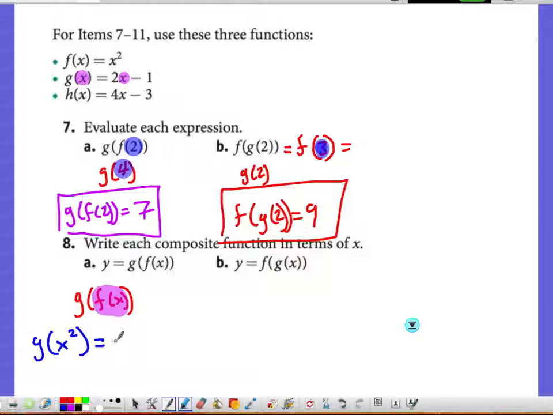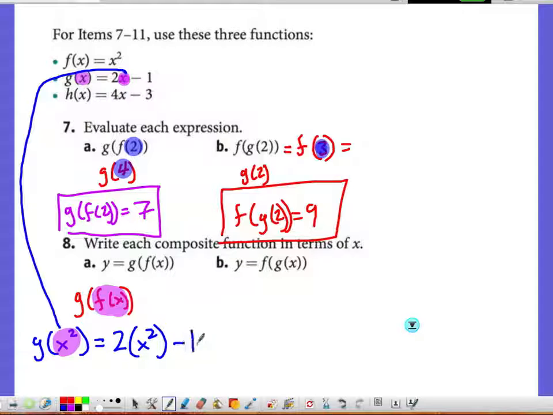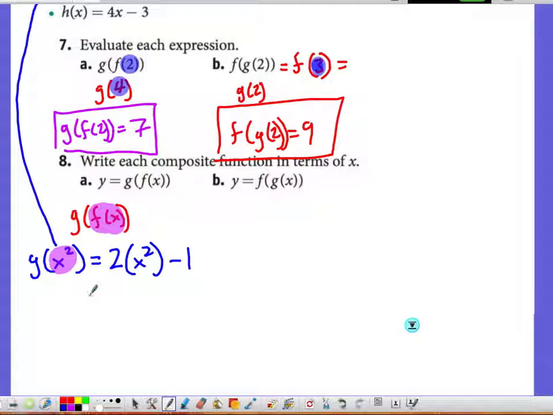What is g of f of x? You're taking x squared and you're plugging it in for the function g of x, specifically in for the variable x. And so what that looks like, you're plugging in for x, and so that's going to be 2x squared minus 1. Now we can simplify this, and so this is equal to 2x squared minus 1. That's it. That is g of f of x.